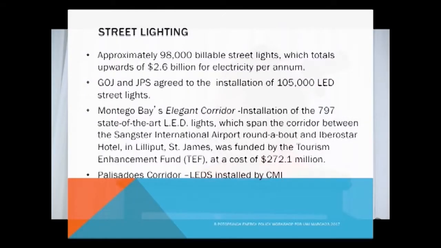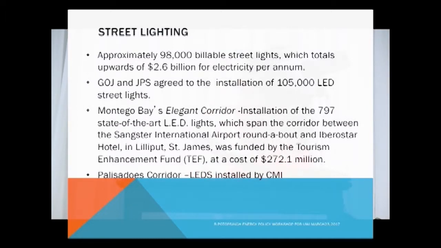Street lighting. We have approximately 98,000 billable street lights, and the government is expected to pay about $2.6 billion for electricity per year for street lighting. So this is a very hot topic which needs immediate attention. And there's been an agreement between the government of Jamaica and the JPS to install 105,000 LED street lights.